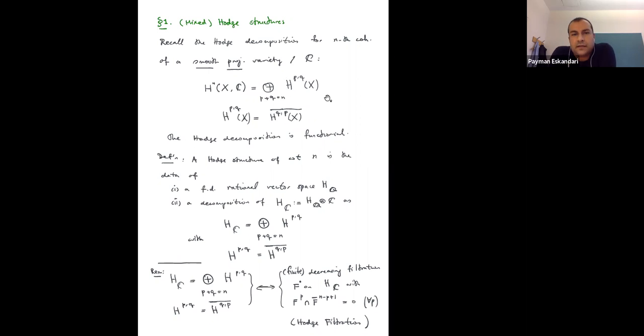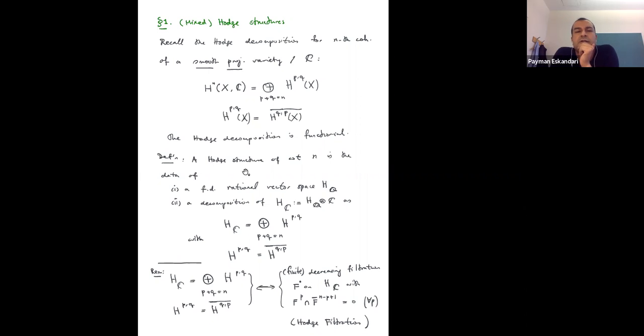This is called the Hodge decomposition, and it's functorial. If I have a morphism between varieties, then the morphisms that you get between the cohomologies, those morphisms between these H^n's are going to respect the Hodge decompositions of the two varieties. Now you take this as a prototype, and you make this into an abstract definition.